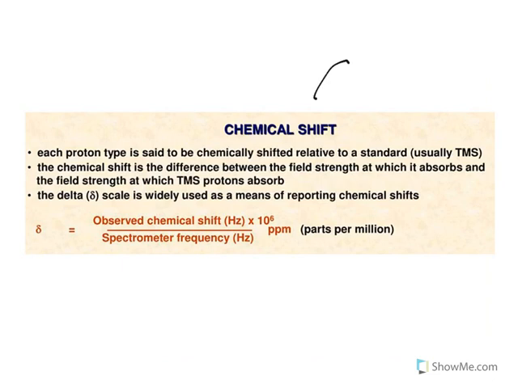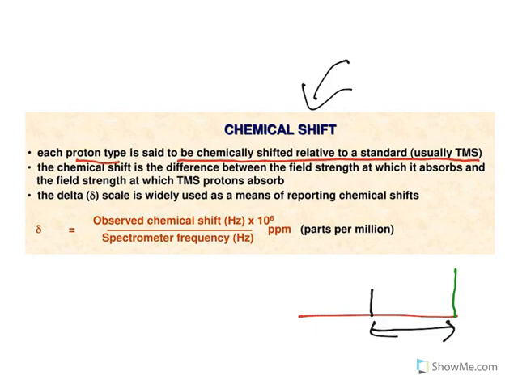That is the reason why it is taken as a reference. Now let us see about chemical shift. What do you mean by chemical shift? Each proton type is said to be chemically shifted relative to the tetramethylsilane. Imagine the TMS signal is there, and you get a proton signal as well. This difference is known as chemical shift.